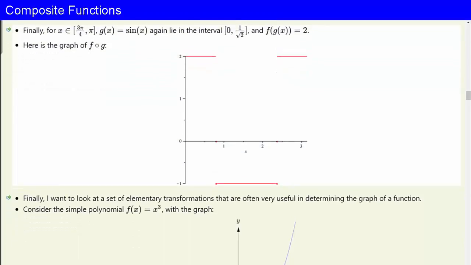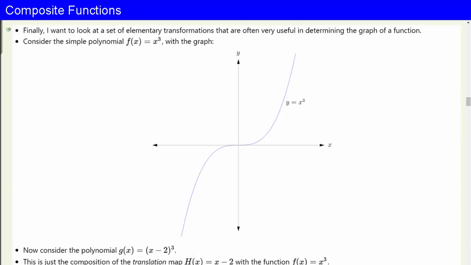Finally, for x in the interval 3 pi over 4 to pi, the values of g of x equals sine x again lie in the interval 0, 1 over root 2. So the value of f of g of x is 2 for x in this interval. So at last, here's the graph of f composition g.